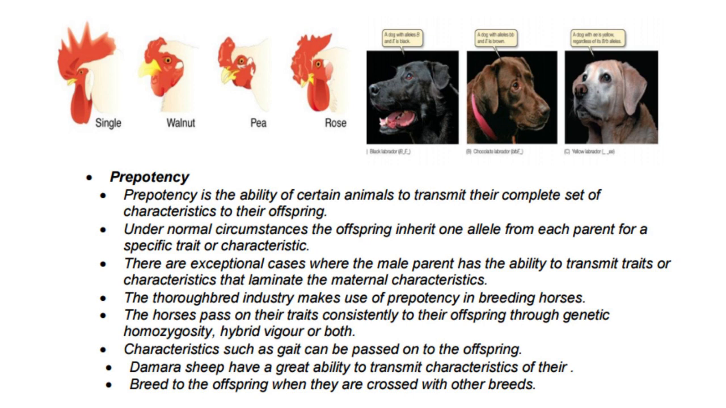The thoroughbred industry makes use of prepotency in breeding horses. The horses pass on their traits consistently to their offspring through genetic homozygosity, hybrid vigor, or both. Characteristics such as gait can be passed on to the offspring. Damara sheep have a great ability to transmit characteristics of their breed to the offspring when they are crossed with other breeds.